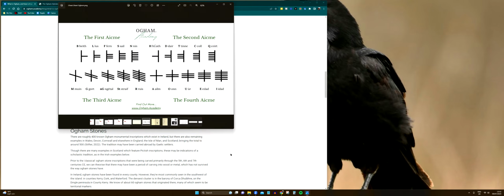Ogham stones. There are roughly 400 known Ogham monumental inscriptions which exist in Ireland, but there are also remaining examples in Wales, Devon, Cornwall and elsewhere in England, the Isle of Man and Scotland, bringing the total to around 500. The tradition may have been carried abroad by Gaelic settlers.